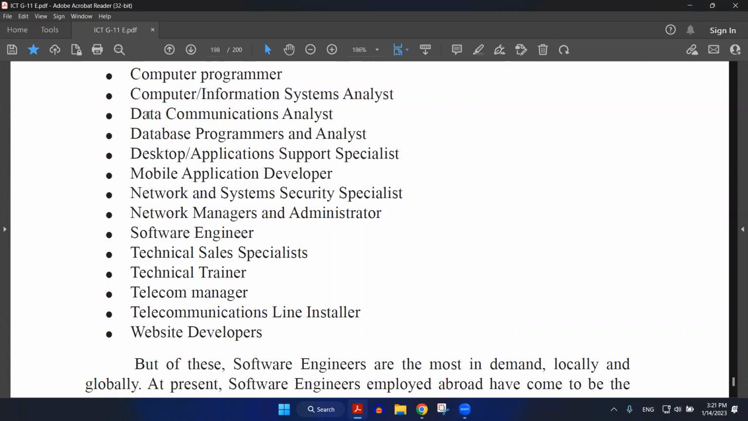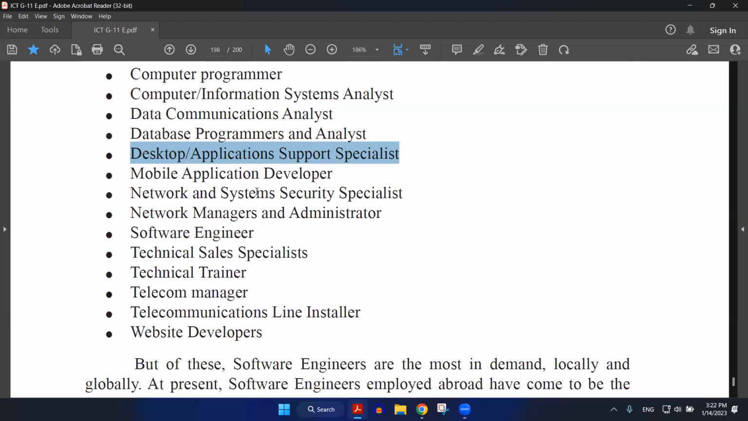Data communication analyst is specifically an analyst regarding data communication, as well as database programmers and desktop application support specialists. That means how the desktop applications that we are going to use on computers are being made, how the interface is going to be made, and how the interactions are going to happen. Those things can be determined by the desktop application support specialist. And there are people who do the programs for mobile devices. They are called mobile application developers.